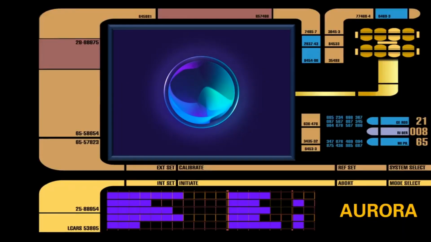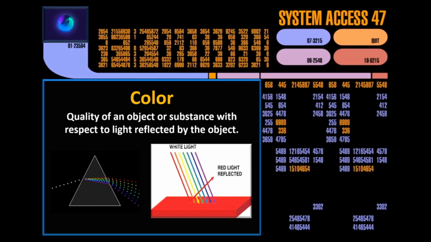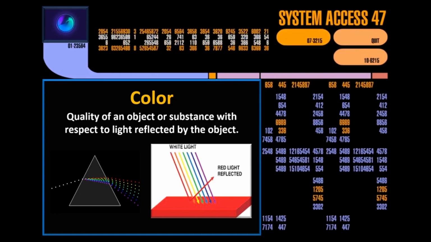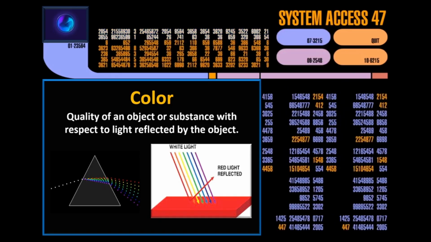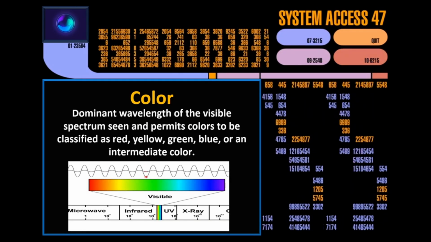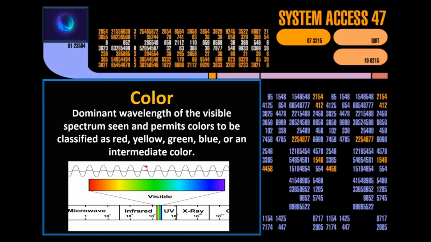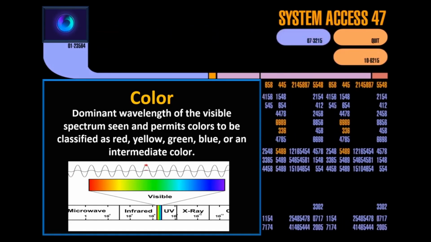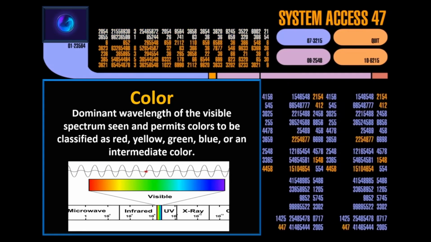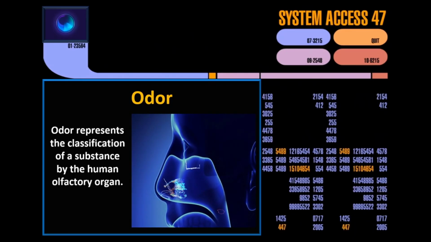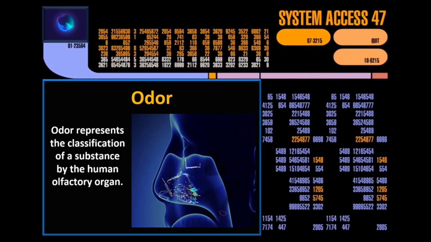Processing. Color represents the quality of an object or substance with respect to light reflected by the object. This is usually determined visually by the dominant wavelength of the visual spectrum seen and permits colors to be classified as red, yellow, green, blue, or an intermediate color. Odor represents the classification of a substance by the human olfactory organ.